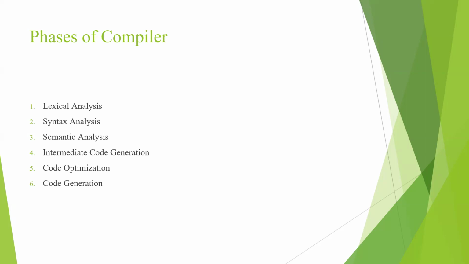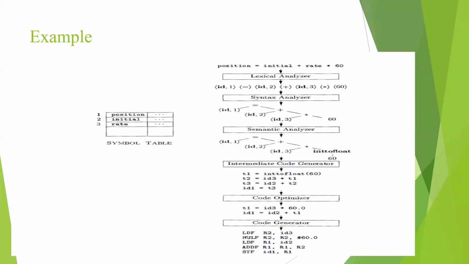So what is the lexical analysis phase? Here it is shown with a diagram. The first phase of the compiler is called the lexical analysis phase, or we can say it is the scanning phase. The lexical analyzer reads the stream of characters of the source program and groups the characters into meaningful sequences called lexemes.